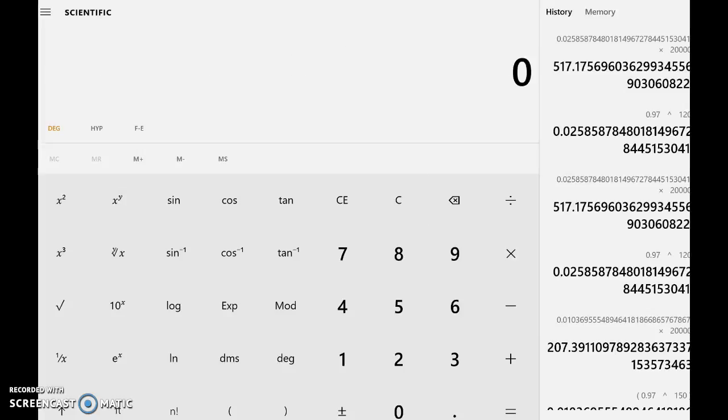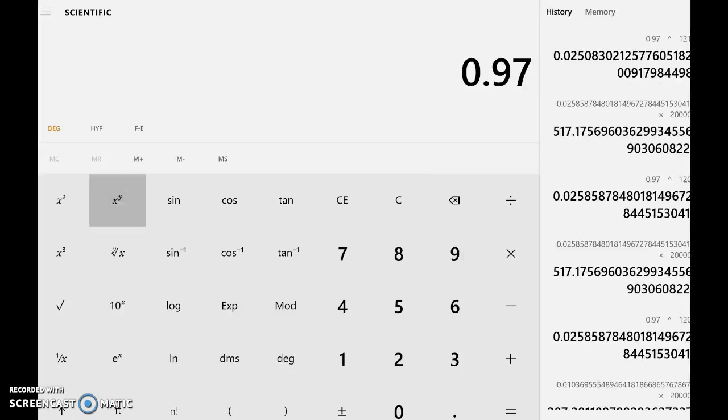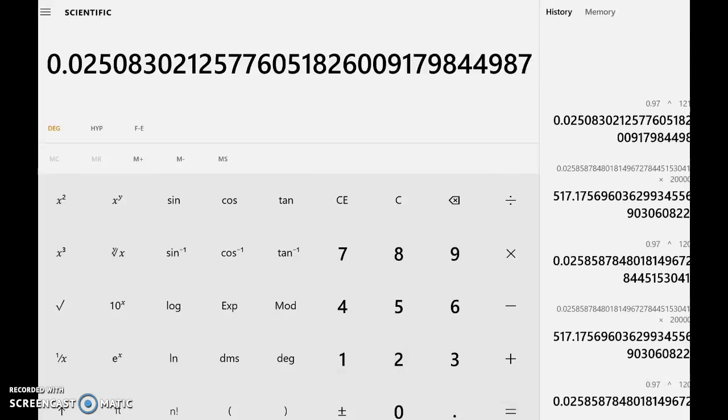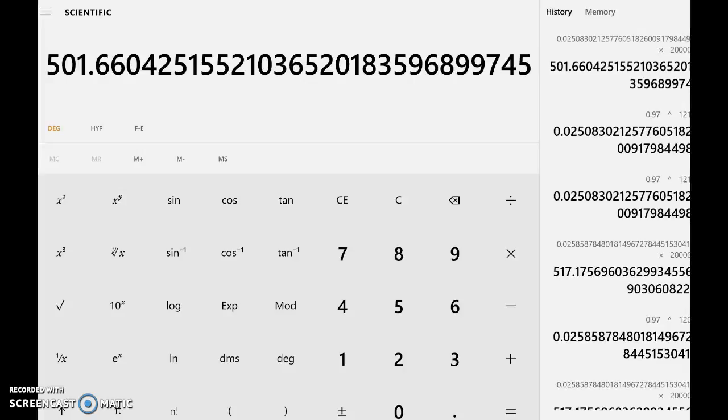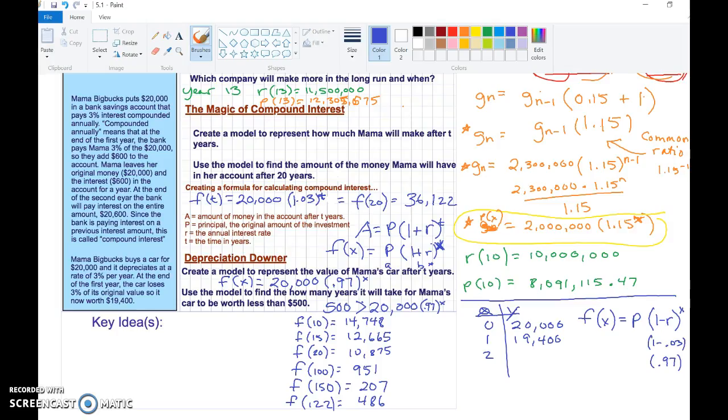So this time I'm going to try the 121st year, because I think by then I'll be below 517. So 0.97 to the 121 power. Oh my goodness. Let's try this again. 0.97 to the 121 power times 20,000 equals $501. Oh, turns out it was 122 years. Really unrealistic.